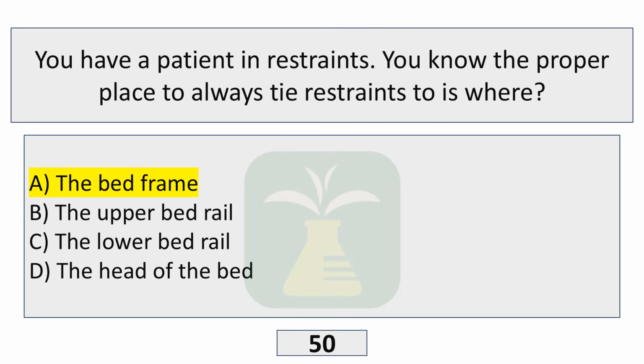Correct answer, A, the bed frame. The safest place to tie restraints is to the bed frame. All other parts of the bed are movable and can cause the restraints to become too loose or too tight. This can cause harm to the patient or healthcare employee.